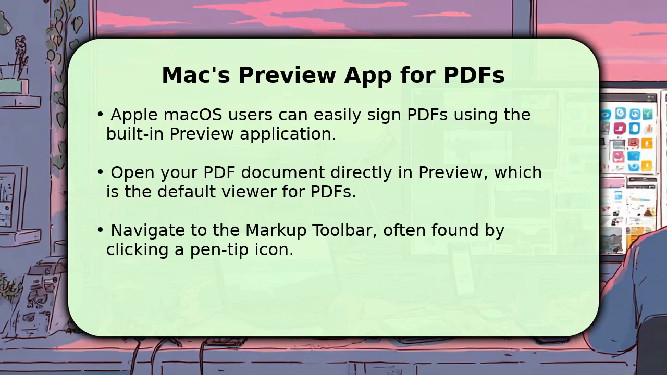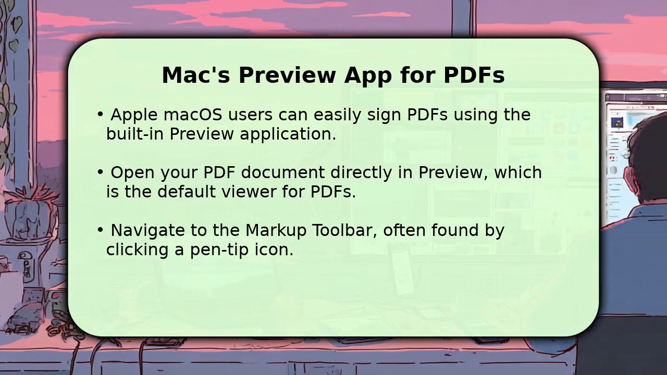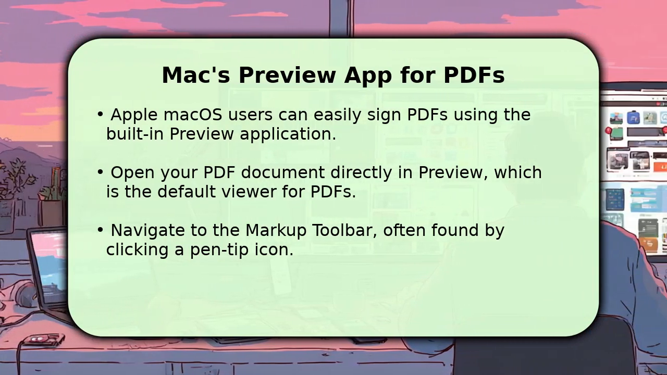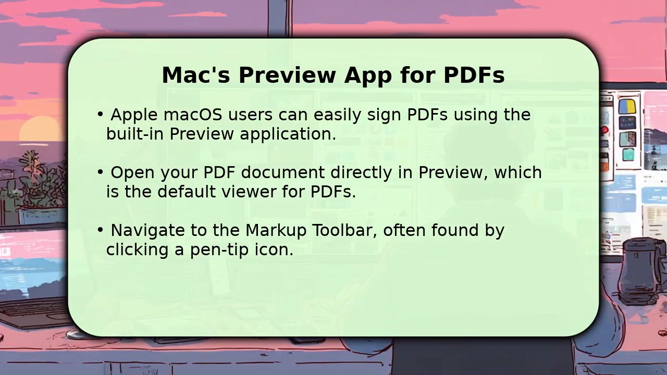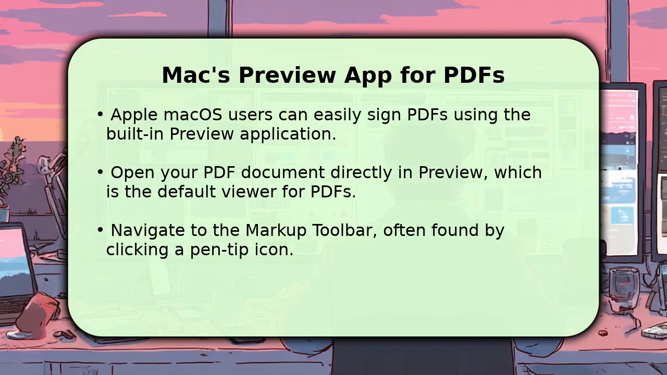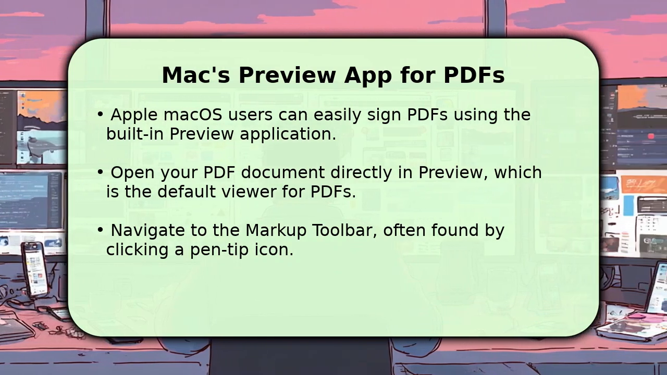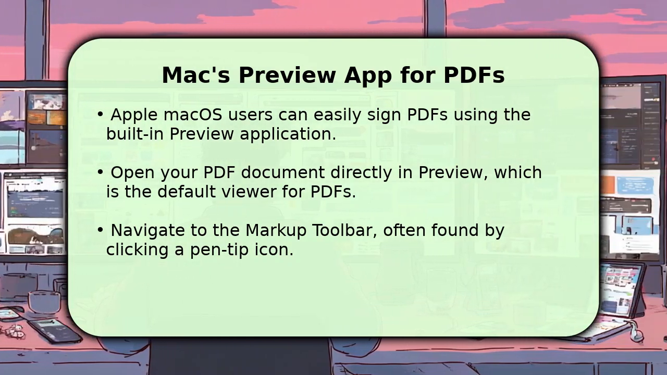For those using a Mac, the Preview application is incredibly powerful for signing PDFs. Simply open your document in Preview, then look for the markup toolbar, often visible as a small pen icon. Click the Signature button to create a new signature using your trackpad or even your webcam.